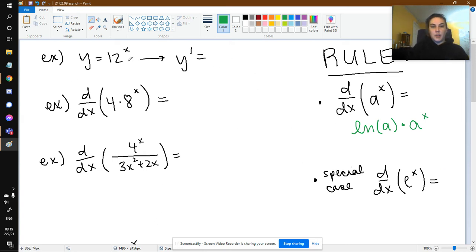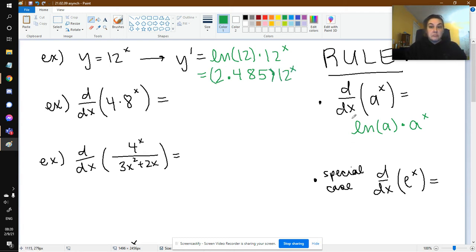So let's just do the first one right now. If your function is 12 to the power x, then your derivative is ln of 12 times 12 to the power x. You basically just recopy the function, but give it a new coefficient. You give it a new number out front. And then we can see exactly what that number would be by plugging natural log of 12 into a calculator, and then doing the first couple decimals. Great. Right? We can keep going.